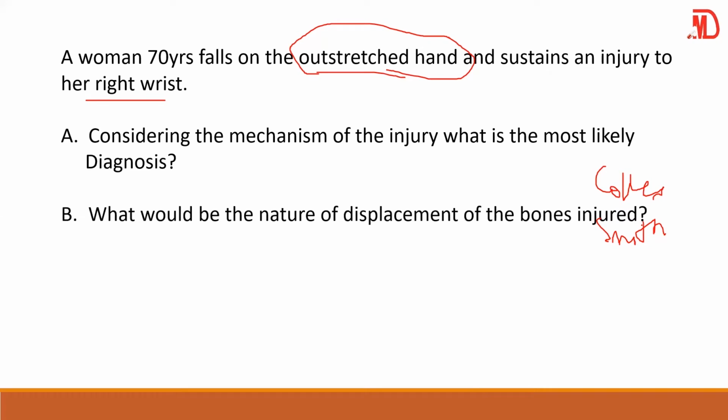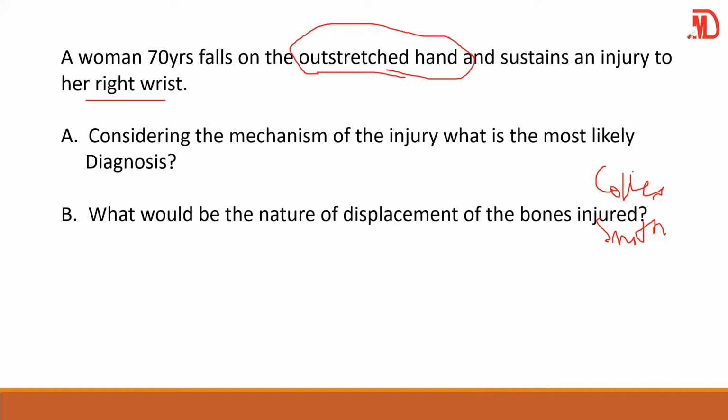So what would be the nature of displacement of the bones injured? Your radius, in what direction can it go? One, it can be dorsal. An outstretched hand means you have used the dorsal part of your hand on the floor, not the palm, but the back of your hand. That's the part you have used to hit the ground.